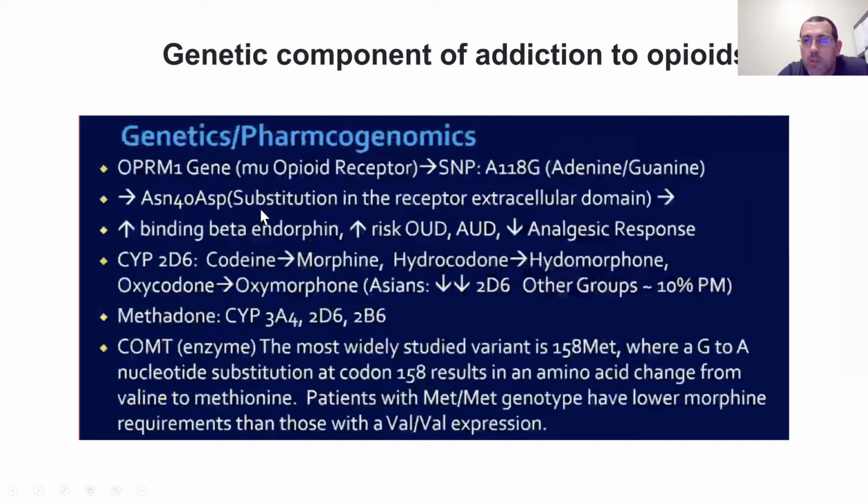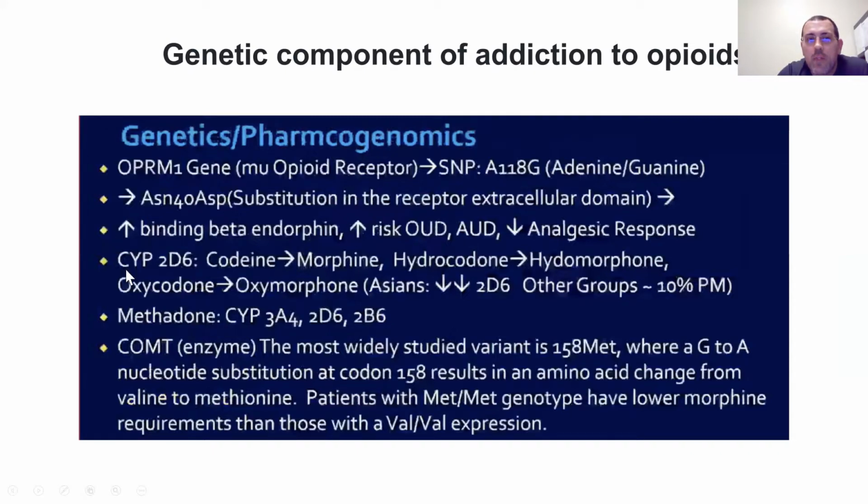What this particular substitution, which happens in the extracellular domain, does is you have an increased binding for beta endorphin, and you have an increased risk for opioid use disorder, increased use actually for alcohol use disorder, and a decreased analgesic response. Maybe some of us can relate to this. I've been to the dentist before, I had tooth work done, and I was prescribed an opioid. When I got that opioid, I had absolutely no euphoric effect whatsoever from the medication. However, we hear that for individuals that might possibly have this genetic mutation, when they take that opioid, they have a much different response that we'll talk about.